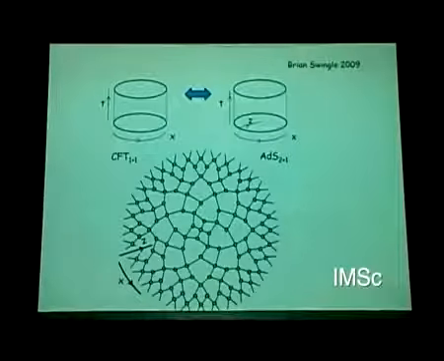Oh, yes, yeah, sure. That's right, that's a bulk of the cylinder, that's right.